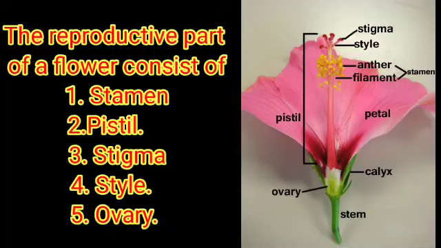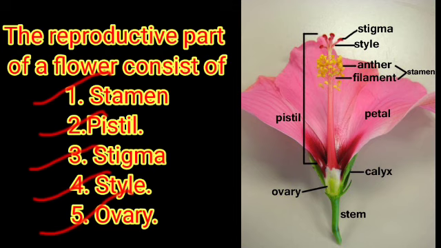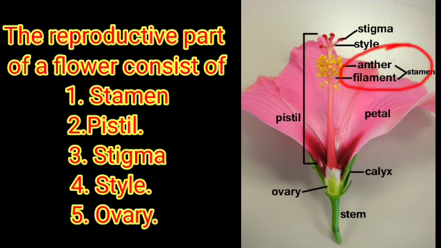The second part is the reproductive part. The reproductive parts of a flower consist of stamen, pistil, stigma, style and ovary. The stamen, the male reproductive organ, is known as the androecium and it consists of anther and filaments. The second, the pistil, is the innermost part and the female reproductive organ of a flower.